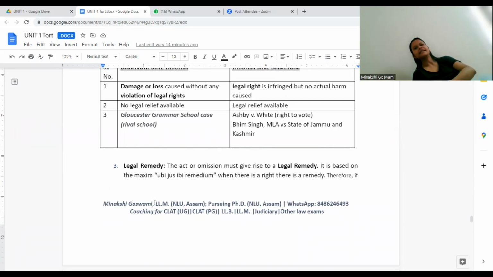And the last one is legal remedy. So first of all, there should be an act or omission. Secondly, it must result in violation of a legal right. And thirdly, there has to be a legal remedy. Whenever you see a legislation, if a right has been given, it will also talk about a remedy. What will happen in case your right is violated? It will always mention that, and that is nothing but legal remedy, a remedy or relief that is available under law. Okay, so whatever act or omission is there, it must give rise to a legal remedy.